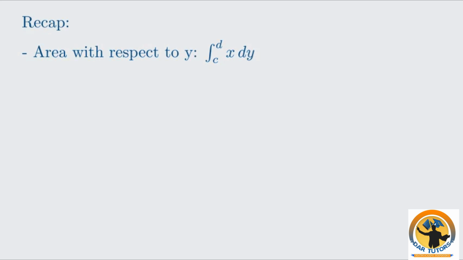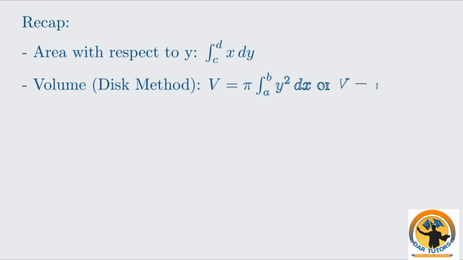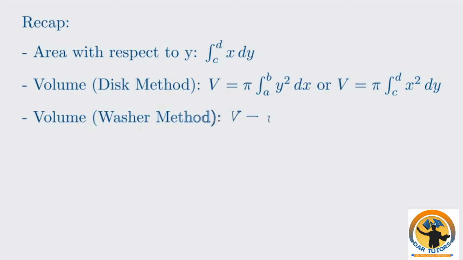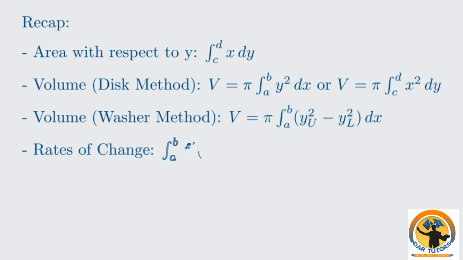We have now covered several key applications of definite integrals. Let's quickly recap. We learned how to find the area of a region bounded by a curve and the y-axis by integrating with respect to y. We also explored the disk method for finding the volume of solids of revolution about both the x and y-axes. Finally, we introduced the washer method for finding the volume of hollow solids, and we saw how integrating a rate function gives us the total change in a quantity. These techniques are fundamental for solving a wide range of problems in mathematics and science.